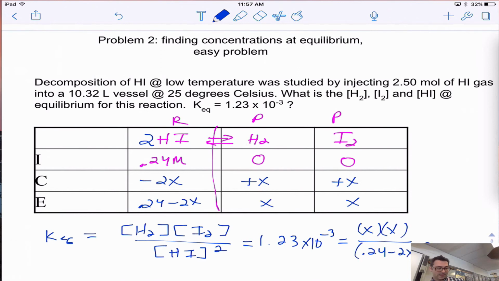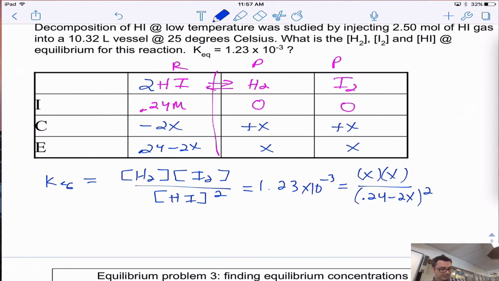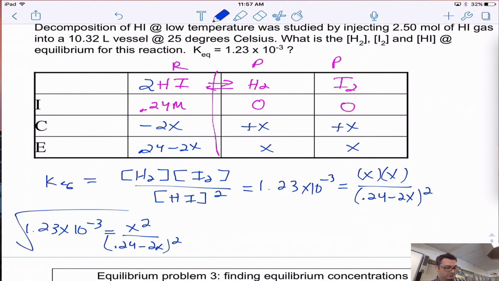I could even simplify the numerator here, so I could have 1.23 times 10 to the negative third equals x squared over 0.24 minus 2x squared. And this should be like, oh, I can simplify this. That's why I call it an easier problem, because everything's squared here. So I can take the square root of everything, and I can solve for x.